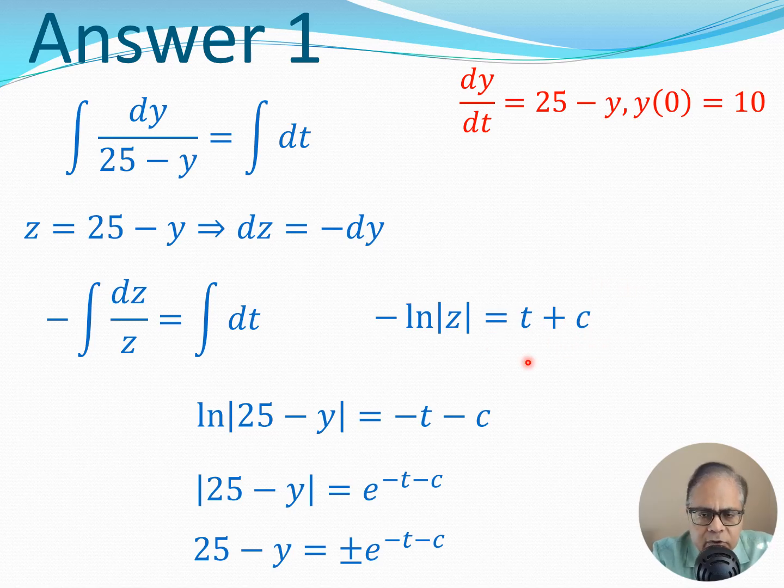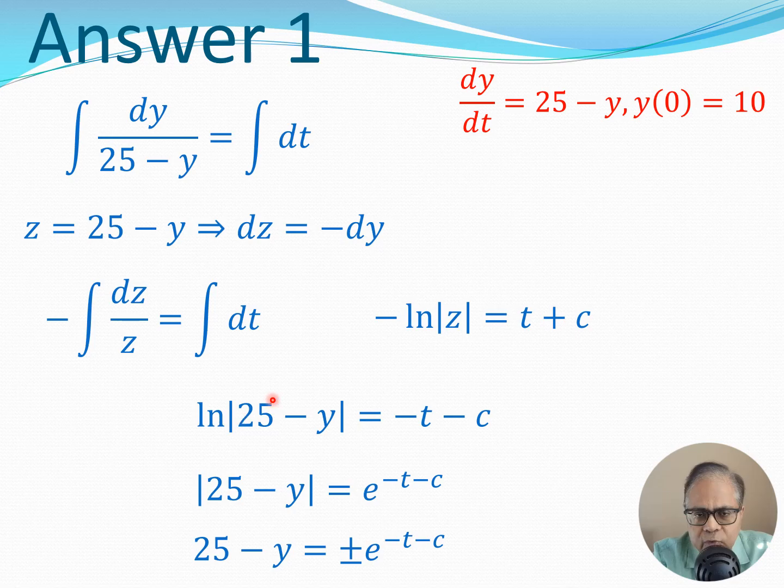Now here many students make a mistake of writing this as log z. Actually it should always be log absolute value of z, because of course you know that log is defined only for positive values of z. So this is an important step which you need to make sure the student is actually following.